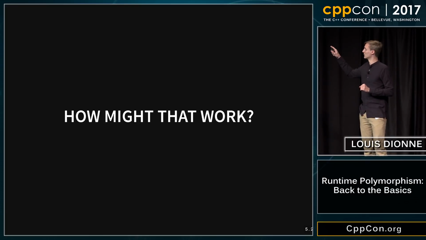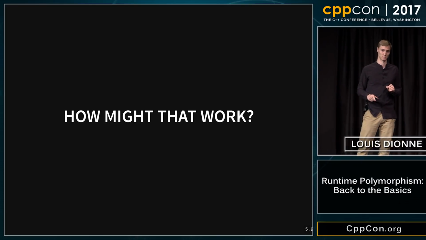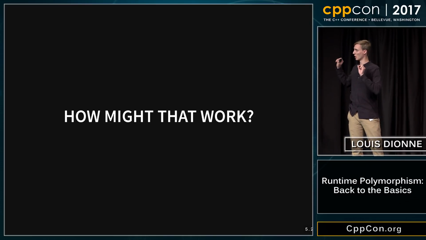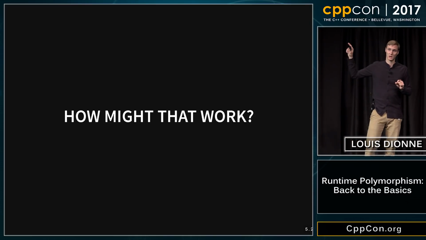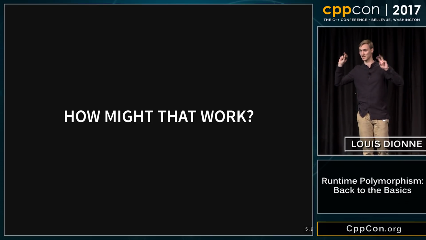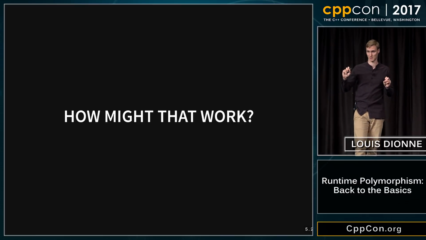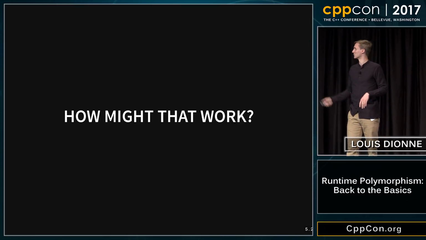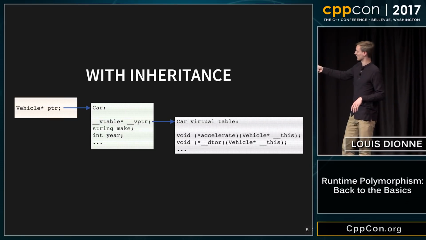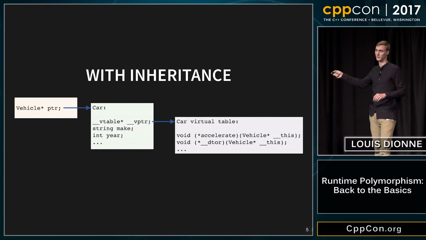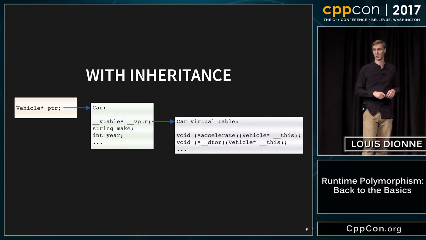So this talk is going to be about how we can achieve this. The whole talk is only going to be about different ways of implementing this imaginary interface keyword, or rather the imaginary vehicle type that it generates. This is the only thing we're going to do. And with inheritance, like I said, you basically have a pointer to a derived type, and then you have a pointer to a vtable in there.